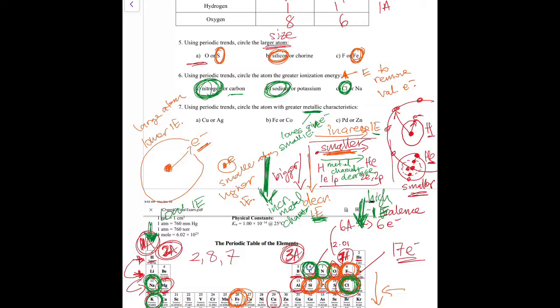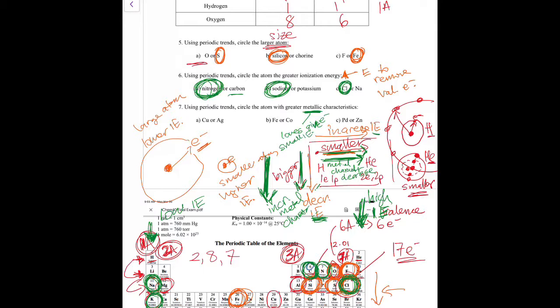So what do you notice? This is an increase as you go down, much like it's an increase in size as you go down. As you go from left to right, you are decreasing in metal character, just like when you go left to right, you are decreasing in atom size. So those two patterns are exactly the same as each other. So we're basically looking for the bigger atom in this case.